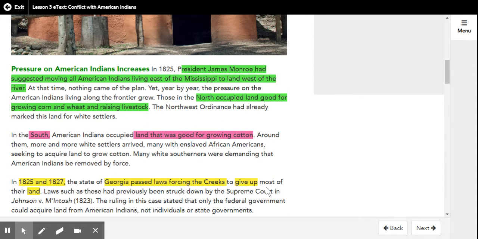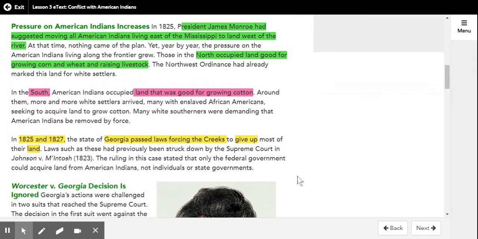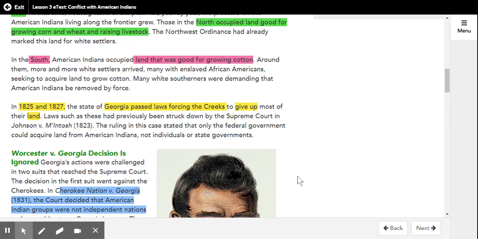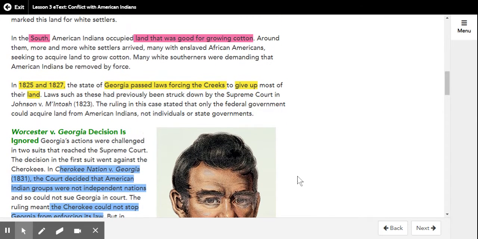Yet year by year, the pressure on the American Indians living along the frontier grew. Those in the north occupied land good for growing corn and wheat and raising livestock. The Northwest Ordinance had already marked this land for white settlers. In the south, American Indians occupied land that was good for growing cotton. Around them, more and more white settlers arrived, many with enslaved African Americans, seeking to acquire land to grow cotton. Many white Southerners were demanding that American Indians be removed by force.